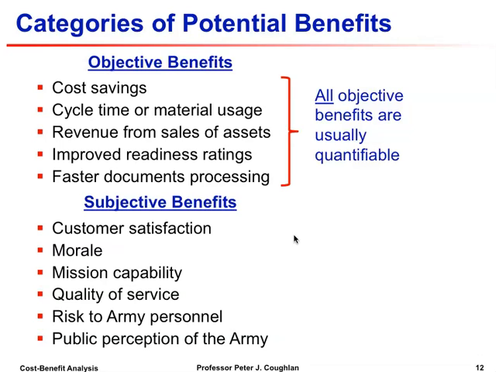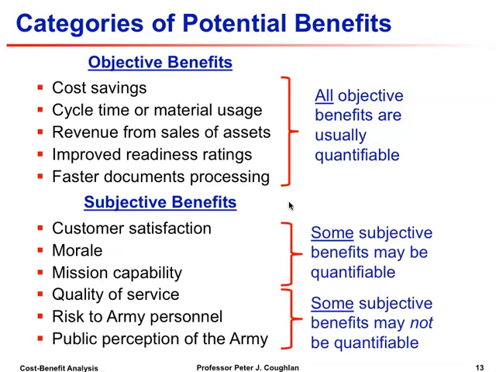Listed here we see things like customer satisfaction, morale, mission capability, quality of service, risk to Army personnel, public perception of the Army. Because these subjective benefits are subjective, as opposed to objective, that suggests that we can disagree about the proper measure. So some of these may be quantifiable. Things like customer satisfaction can be measured in surveys, and morale and mission capability, there are ways you can quantify them. But some really may not be quantifiable, or certainly may be more difficult to quantify.